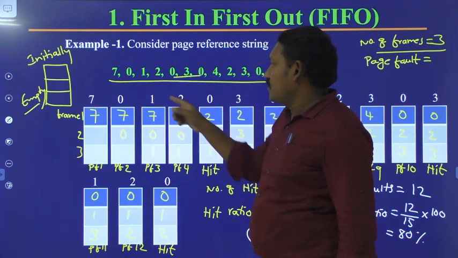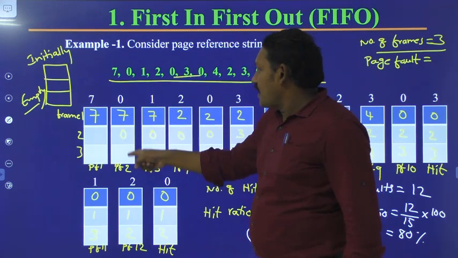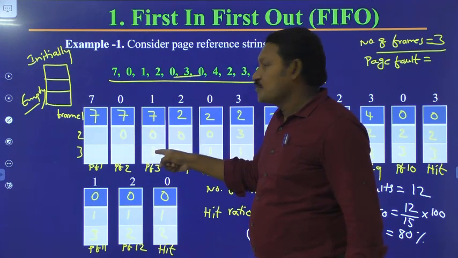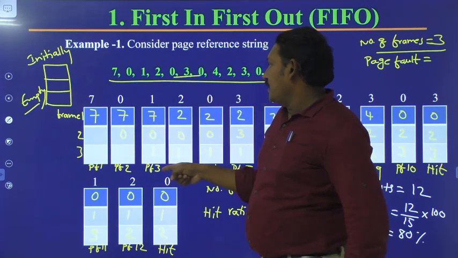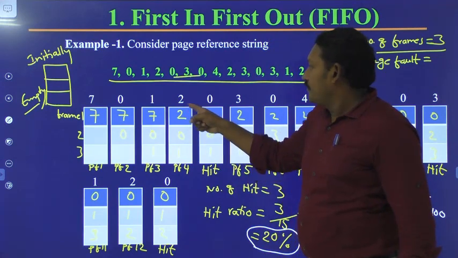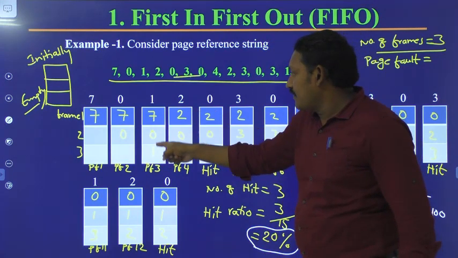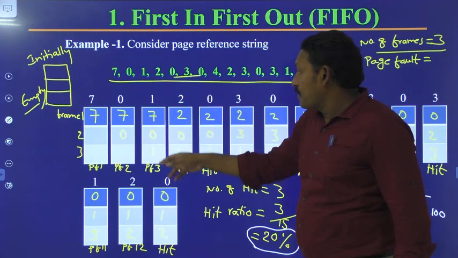It wants page 1. CPU wants page 1. So page 1 is not there. Only 7 and 0 is there. So page 1 is brought into the main memory. So page fault 3. Now it is searching for 2. Page 2 is not there. 7, 0, 1 is there, and the main memory is filled.